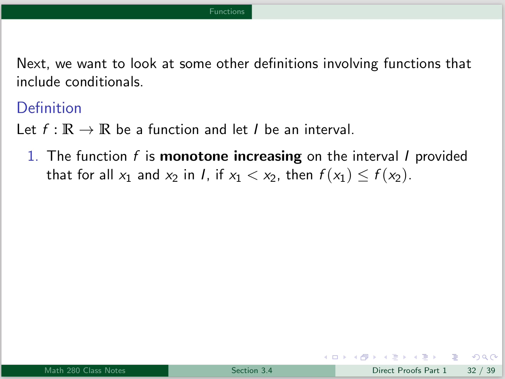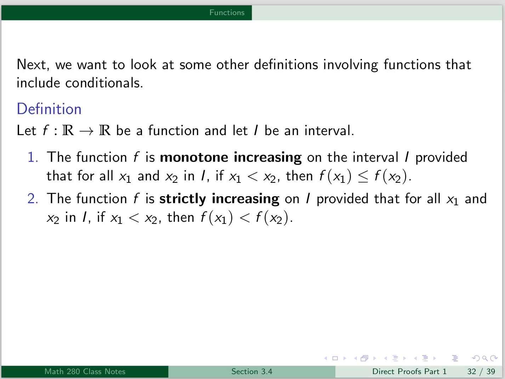Next, we want to look at some other definitions involving functions that include conditionals. So we'll start with a function f from R to R and let I be an interval. For our first definition, the function f is monotone increasing on the interval I, provided that for all x1 and x2 in I, if x1 is less than x2, then f of x1 is less than or equal to f of x2. The function f is strictly increasing on I, provided that for all x1 and x2 in I, if x1 is less than x2, then f of x1 is strictly less than f of x2. So we've changed our inequality from a less than or equal to a strict less than.